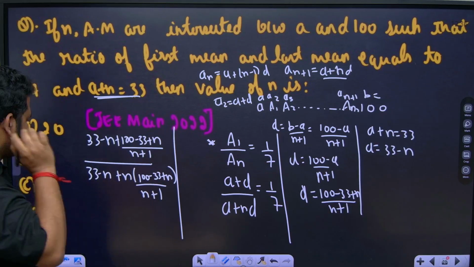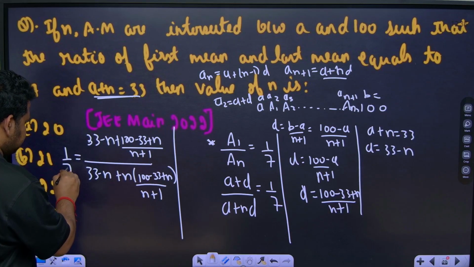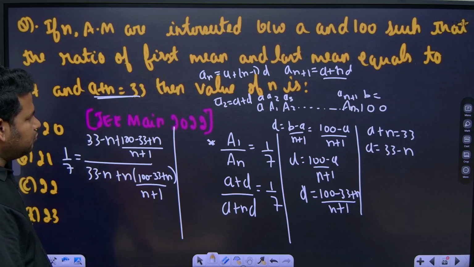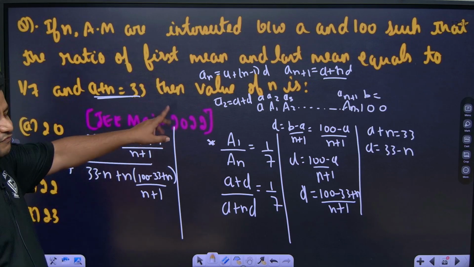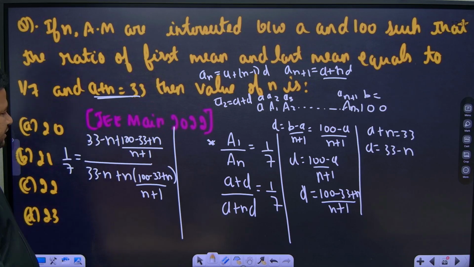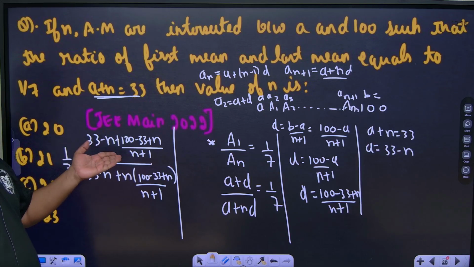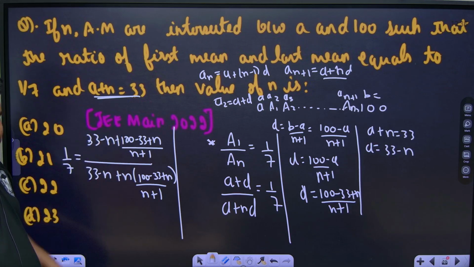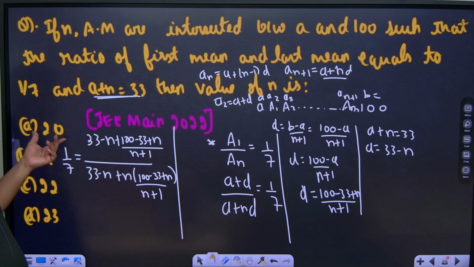This is equal to 1 by 7. Now they are asking, what is the value of n? To find the value of n, instead of computing like this, taking the ratio and all these things, let us use the options and see. Let us go from the bigger option to the lower option. First we will see the bigger option, then the lower option. The bigger option is 23, the lower option is 20.